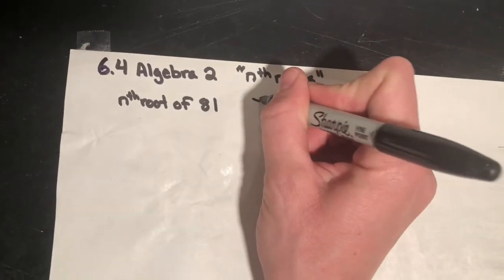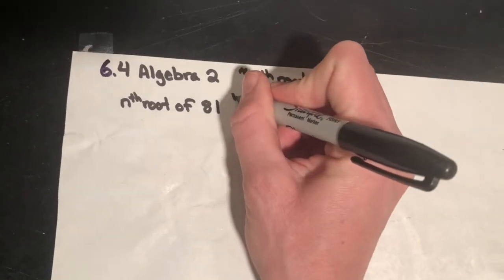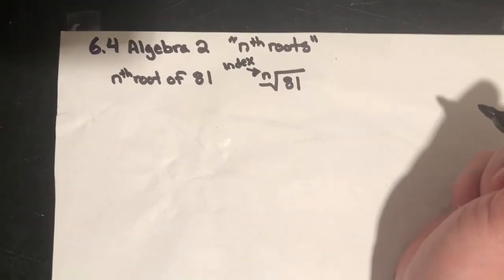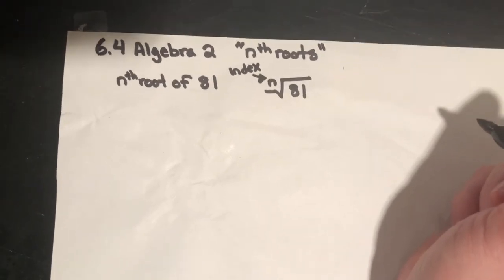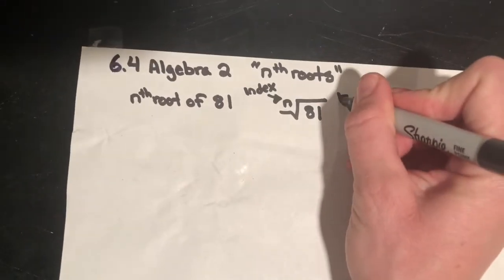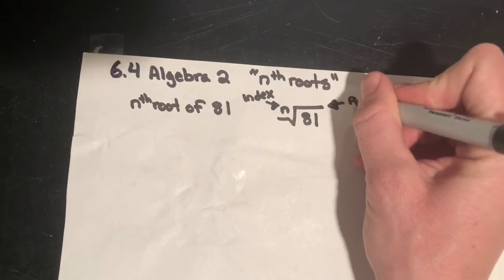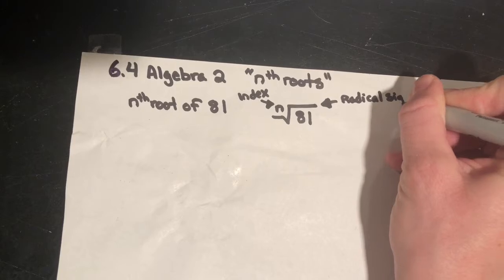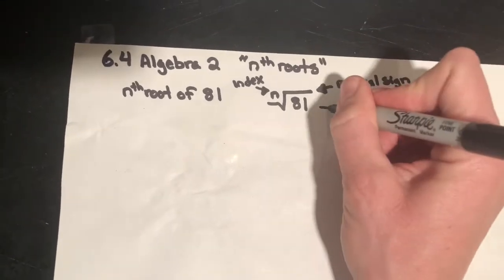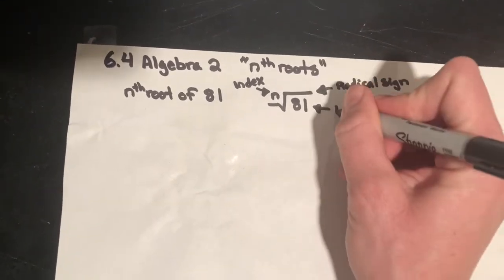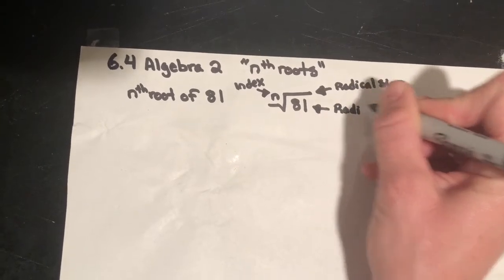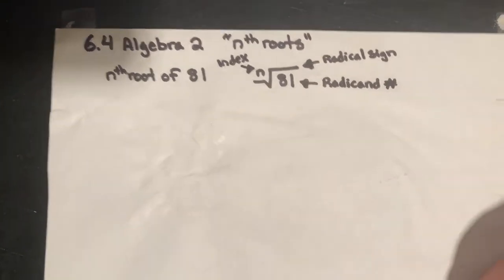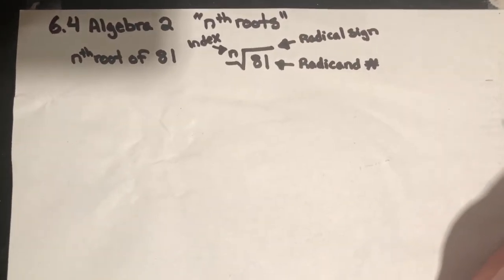First of all, this n right here is called the index number. That is the number that tells you what sort of root we want to take. We also have what's called a radical sign. And we have the number inside it, which is called the radicand number. So those are 3 vocab words that you can look at right there.